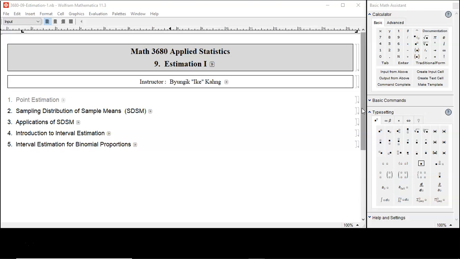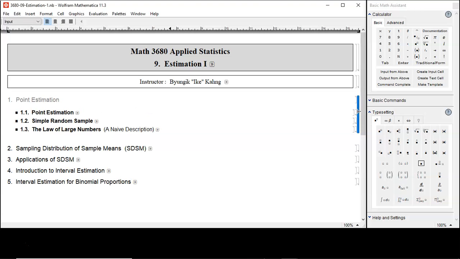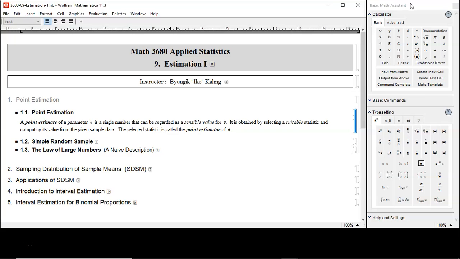Okay, let's begin Chapter 6, point estimation. And here is a definition according to our textbook. A point estimate of a parameter theta is a single number that can be regarded as a sensible value for theta. It is obtained by selecting a suitable statistic and computing its value from the given sample data. The selected statistic is called a point estimator of theta.